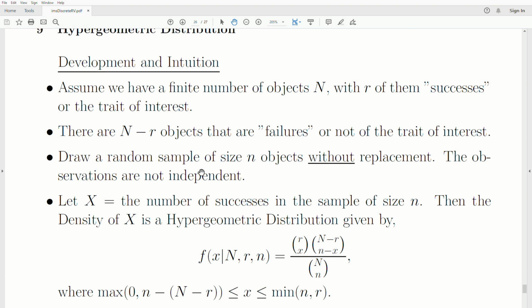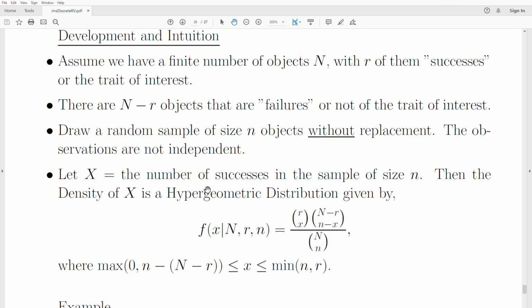We're going to draw a sample of size n objects without replacement. That means observations are not independent. And really, I think of hypergeometric as a big box with all the objects in there. There are two different traits, and we call them success or failure. We're going to sample observations one at a time, and then calculate the probability that we observe X successes.